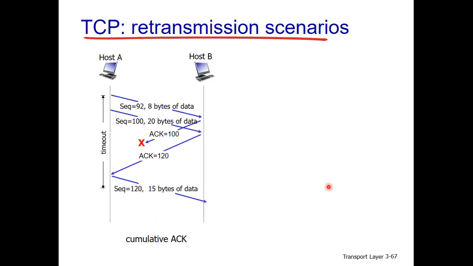So, TCP retransmission scenarios. TCP is using a cumulative ACK. We already talked about this thing. Cumulative ACK is actually helpful here. So host A sends a packet to host B. Same packets. Now let's assume that the packet with the acknowledgement number 100 gets lost in the network, whereas the segment with the acknowledgement number 120 is received at the receiver.